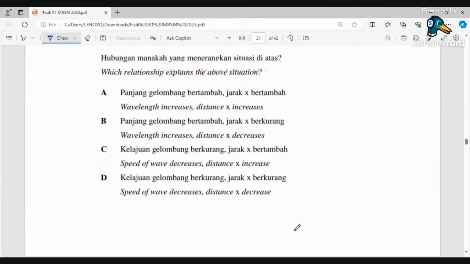Jadi relationship between X dengan lambda. Wavelength increase, distance X increase. Ini betul. Ini terbalik salah. Speed of wave decrease, tak ada kaitan dengan speed sebab speed dia sama. Ini light, light speed constant.